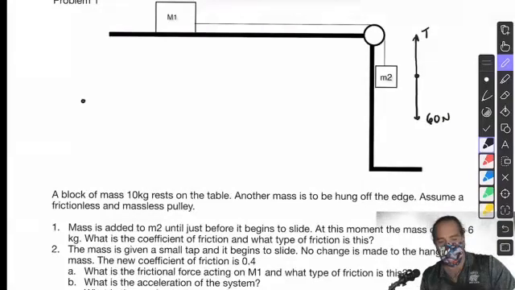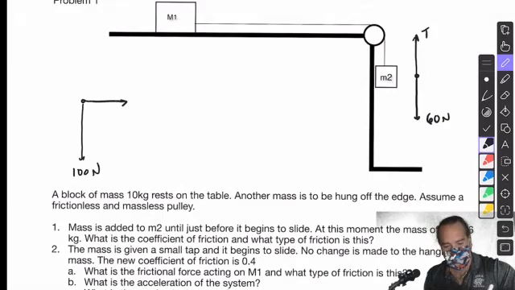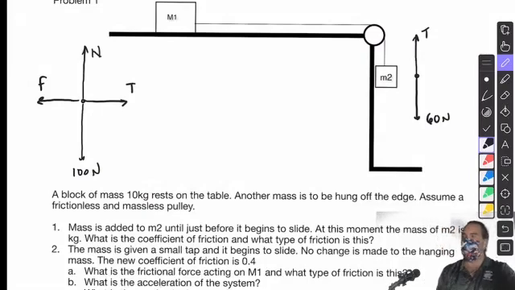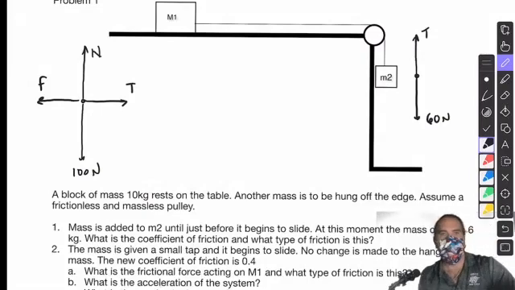Over here, I will have 100 newtons there, tension here, friction here, and they should be the same size, normal force here. Any questions about this drawing? You should use a ruler on the test.